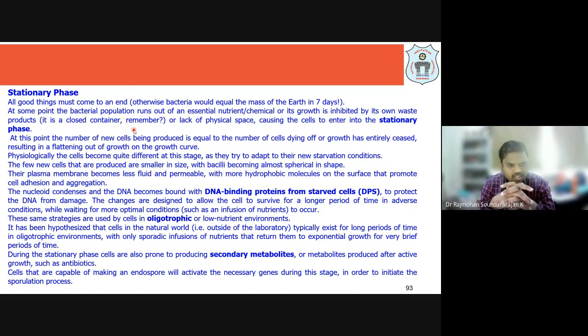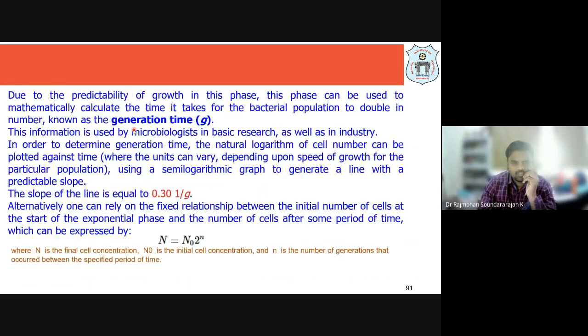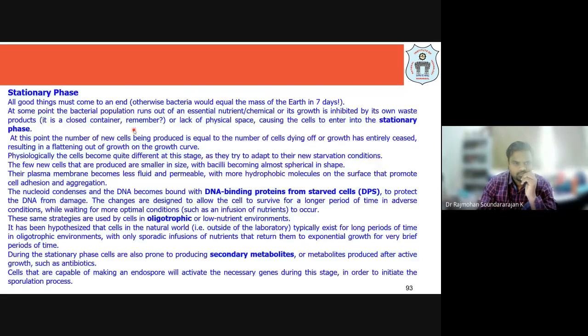So at this point, the number of cells being produced will be equal to the number of cells dying off, or growth has entirely ceased, we can say. That's like 5 newborn babies and 5 deaths, so the number of members in the family stays the same, right? So like that, whatever the number is, it stays, because even though some reproduction is taking place, it is compensated by the death of cells. So that way the stationary phase is flat. That's why we have a flat curve here. Okay.